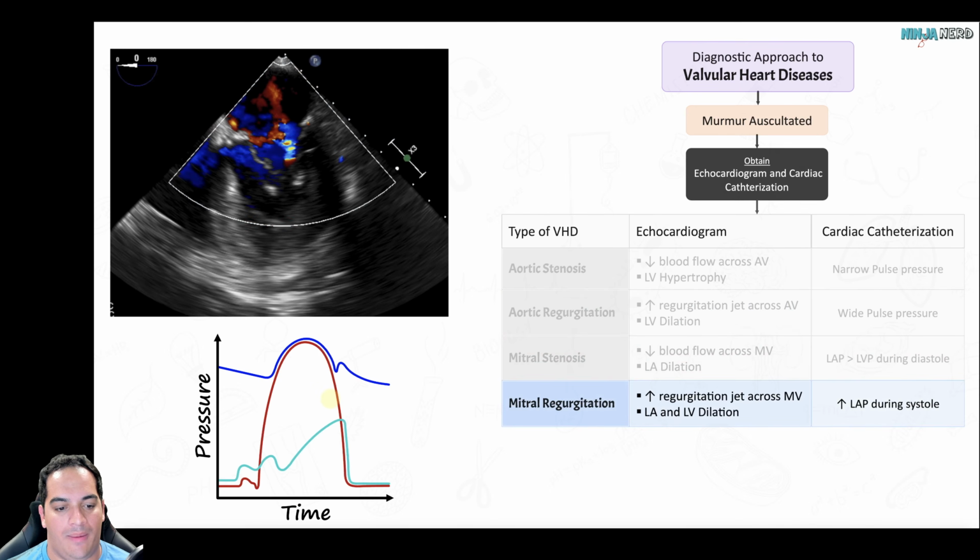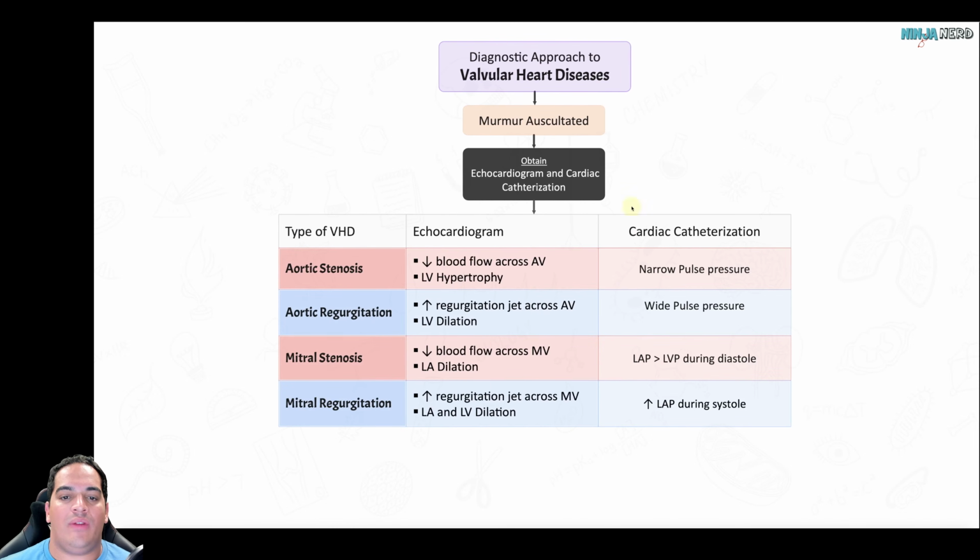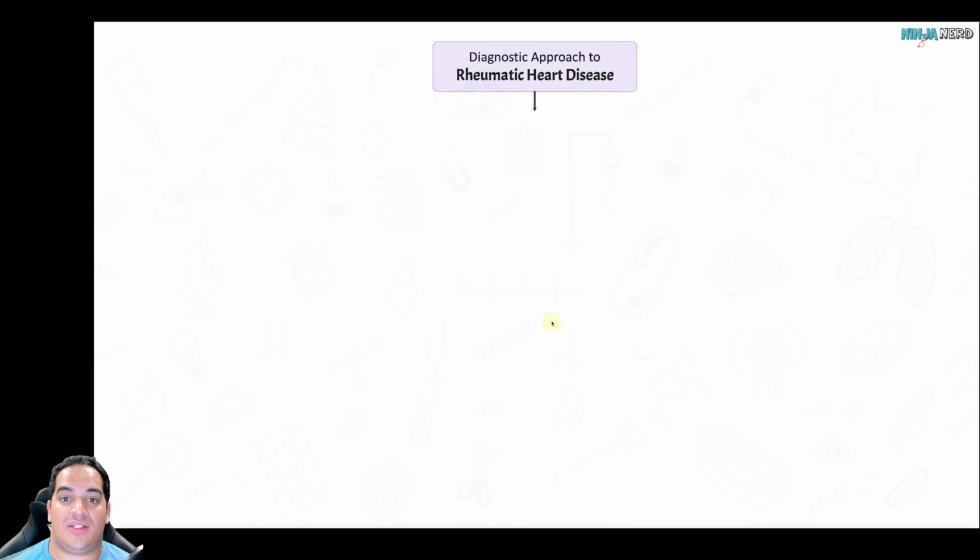All right. Now, after we've done all of this, we've diagnostically come to the conclusion, hey, they have a valvular heart disease, and it is this one. The question is, could it have been because of rheumatic heart disease? And again, we have to think about that, especially in mitral stenosis.